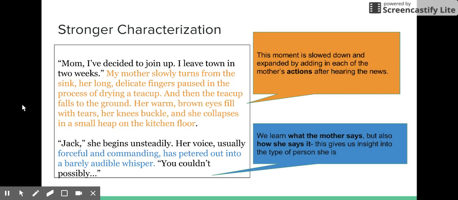And then also I added more not only to her dialogue, but also to how she's saying each thing. So she says, Jack, you couldn't possibly. But I also added that she was usually forceful and commanding, but now her voice was barely audible. So that tells us a lot about who the mom is and how much this is impacting her.